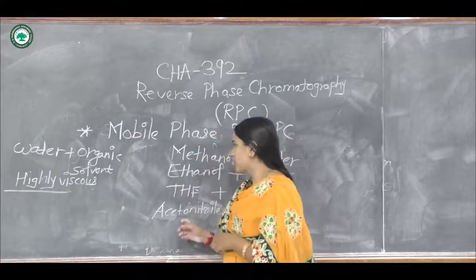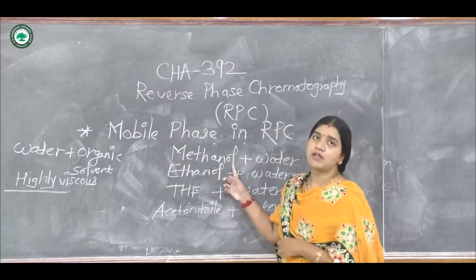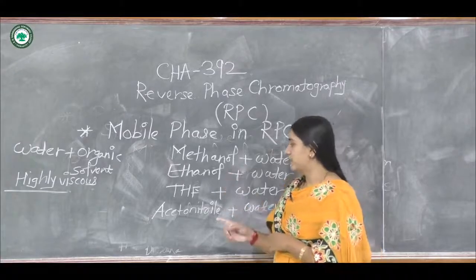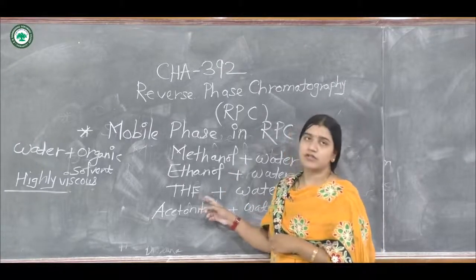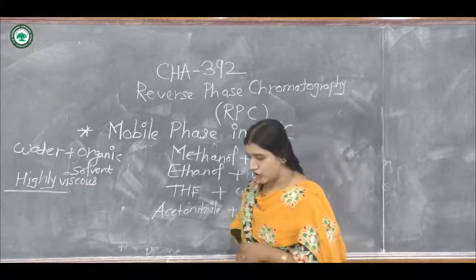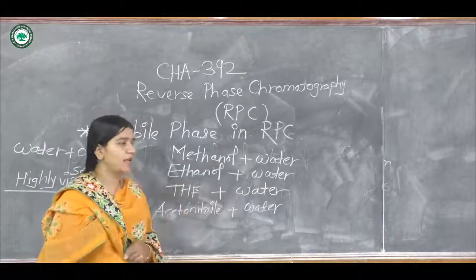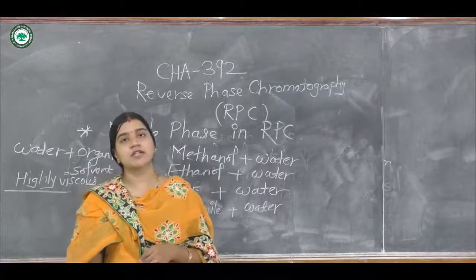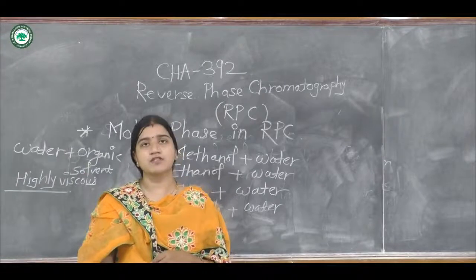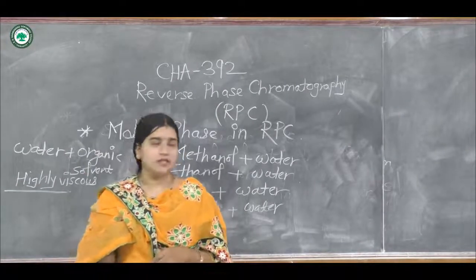The maximum viscosity is obtained for the methanol plus water system, while the lowest viscosity is obtained for the tetrahydrofuran and water system. So as far as the choice is concerned, tetrahydrofuran, methanol and acetonitrile, these three organic solvents are considered a best choice to use as a mobile phase in RPC.